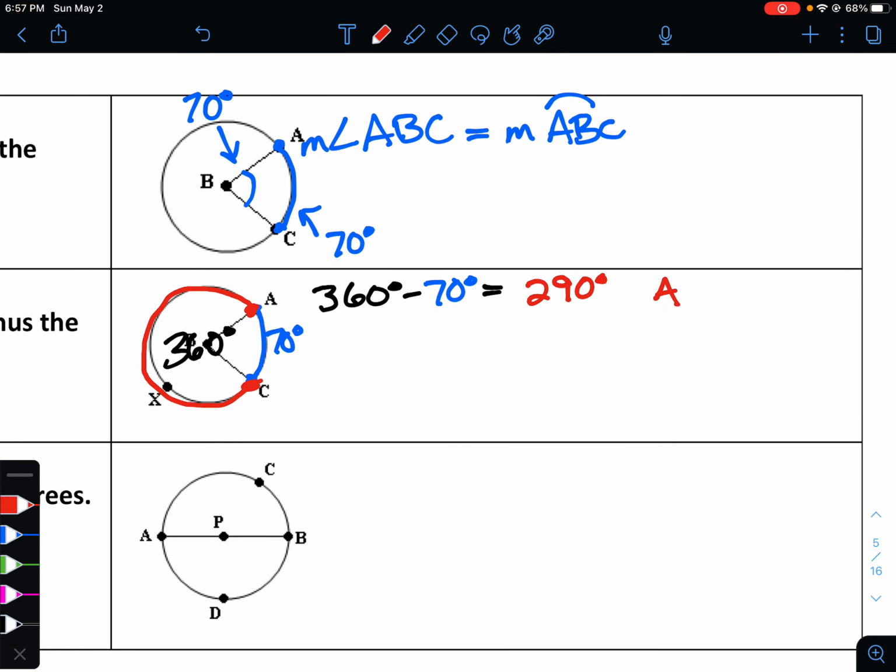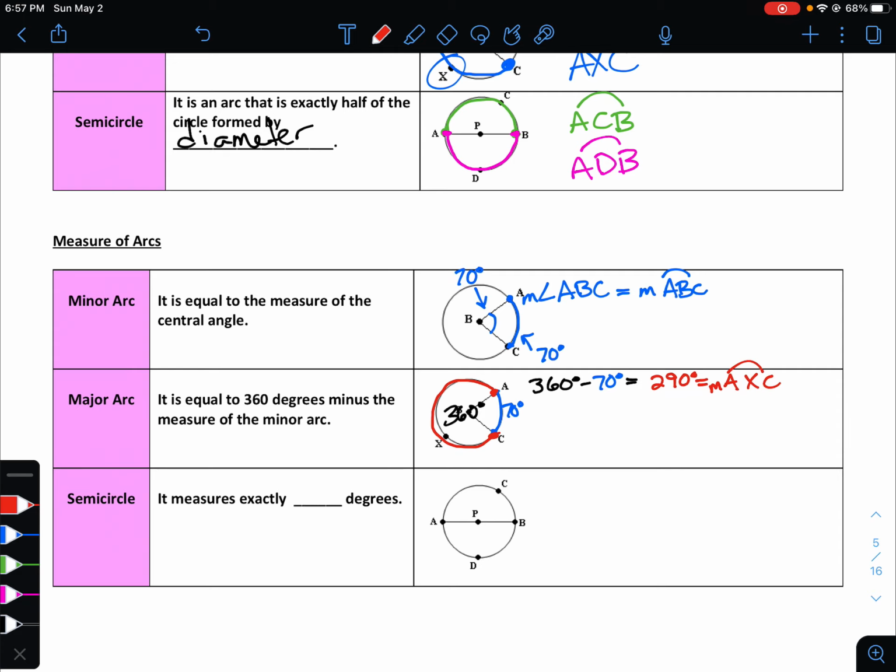So again, when you measure a major arc, you go the long way around, and that's going to be found by taking 360 minus the measure of your minor arc. Now, semicircles are probably the easiest arcs to measure. They have to be exactly 180 degrees, and so those are pretty easy when it comes to measuring.